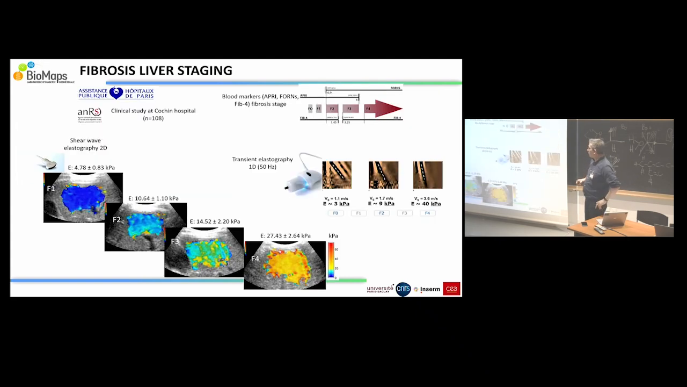After that, for what elastography is used, the main pathology where the technique is used is for liver fibrosis staging. And we can see that if you do elastography acquisition, depending on the stage of fibrosis you have an increase of the stiffness, and it can allow you to predict the grade of the patient and to avoid a biopsy.